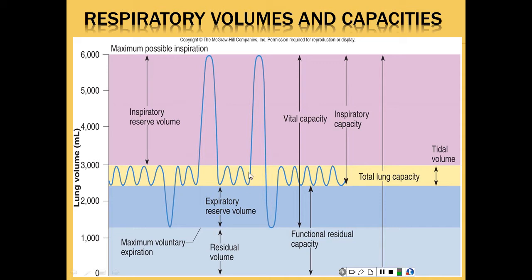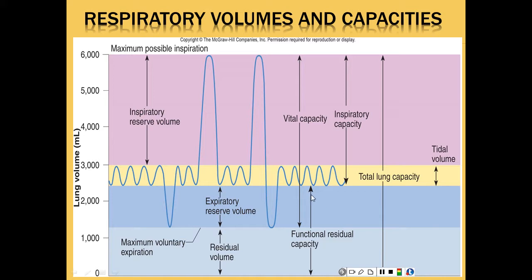Here we have our tidal volume again at 500 milliliters, our inspiratory and our expiratory. So this is someone telling you to take a huge deep breath in, then exhale as much as you can. That's considered your VC, your vital capacity. Your IRV plus your ERV gives you your vital capacity.